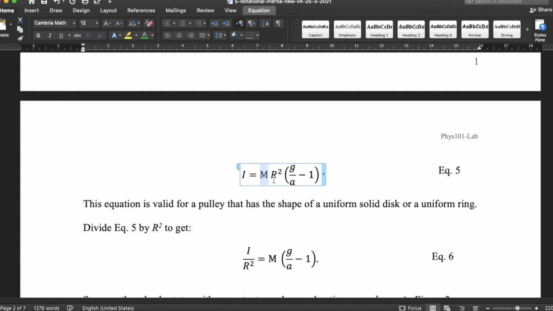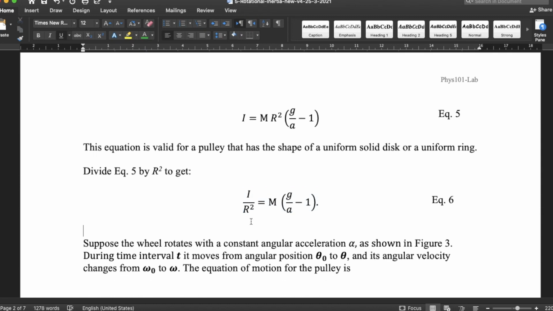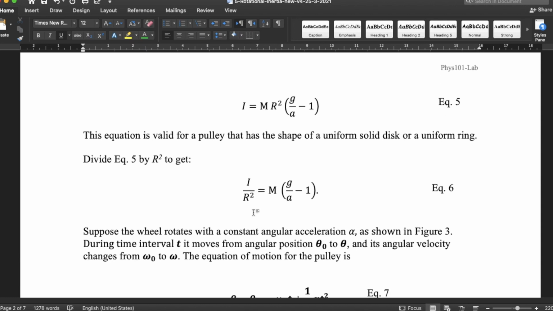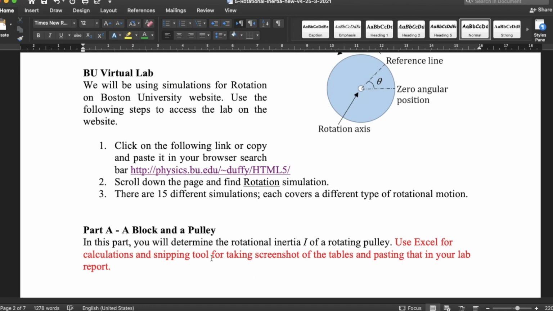Now, we rearrange this equation by dividing by r to get the following relation, and we do that simply because we cannot measure r directly using the simulation, as we will see, but we will obtain it indirectly, as we will shortly see. As I said, in part A, we will determine the moment of inertia I for the pulley using a block and a pulley system.